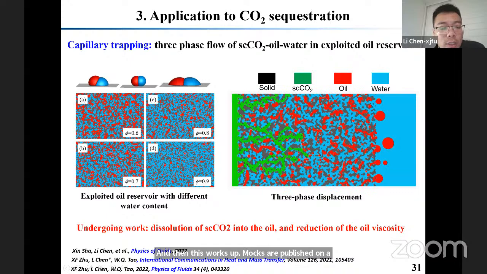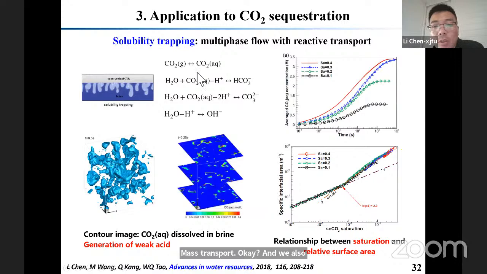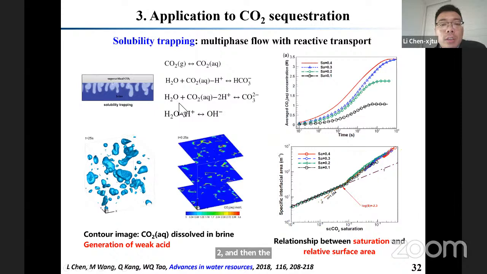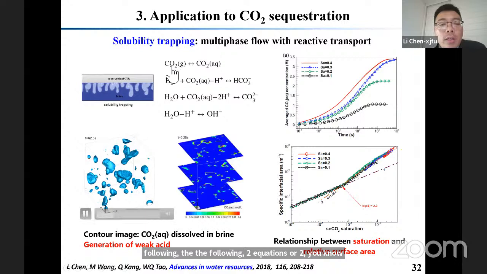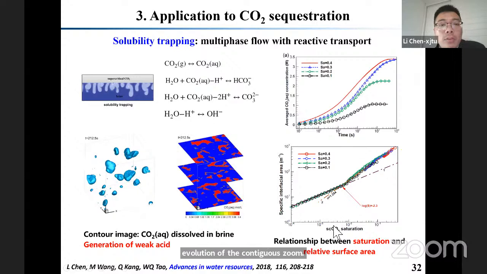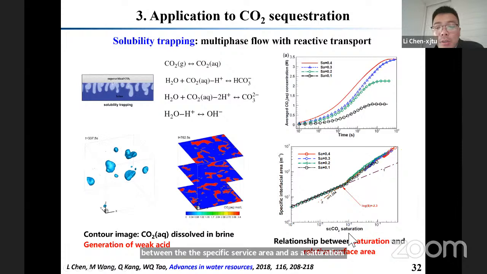Okay, and we also performed pore scale modeling of the solubility trapping. That means the gas bubble is first dissolved into the brine, forming the aqueous CO2. And then the aqueous CO2 is further decoupled following two reaction equations. Okay, so this is the dissolution of the carbon dioxide bubble, and this is the evolution of the concentration of the aqueous CO2. And we also investigated the relationship between the specific surface area and the saturation, which is required in large scale simulation. And we found an exponential relationship for the first time. So this work is published in Advances in Water Resources.